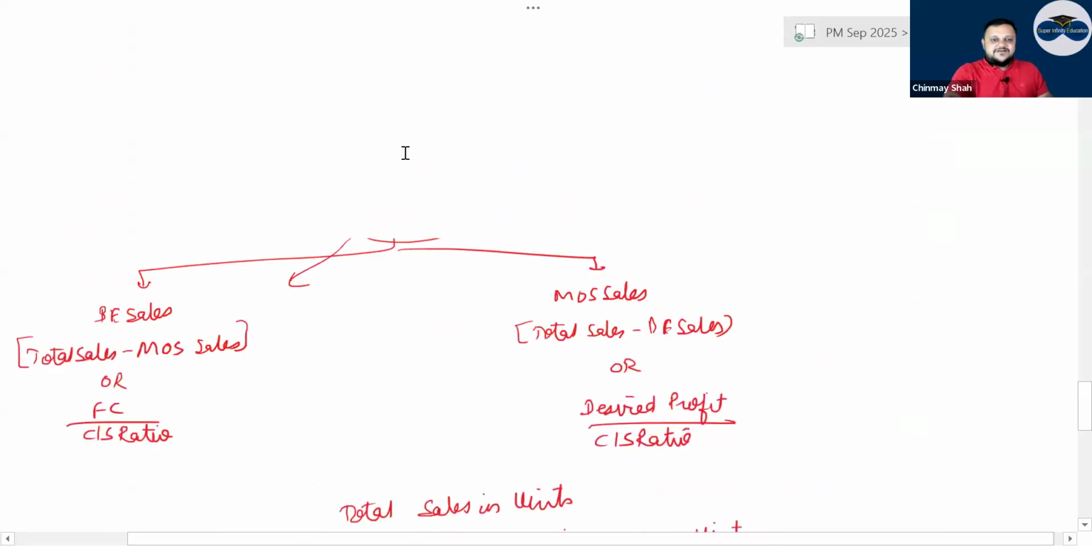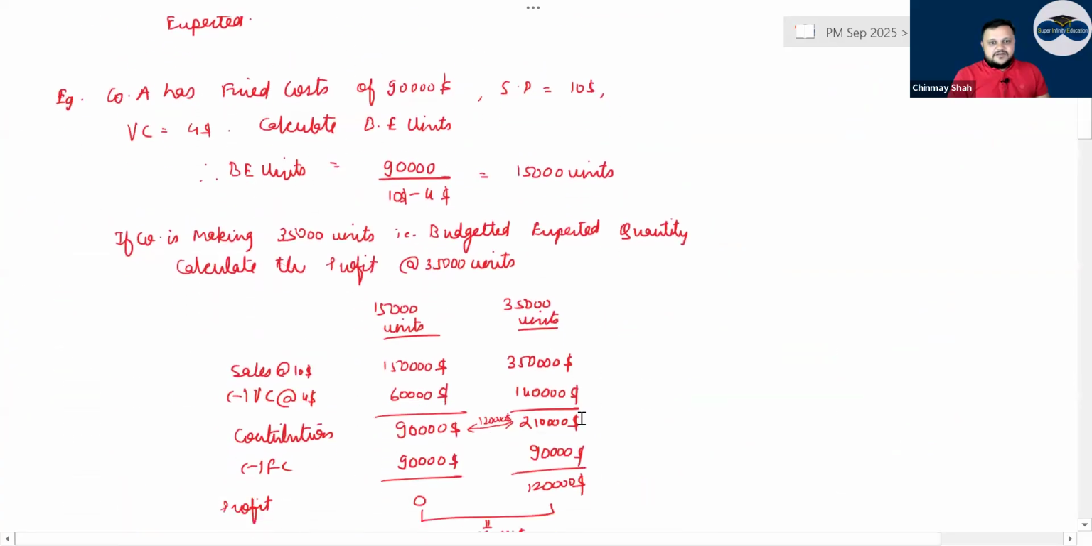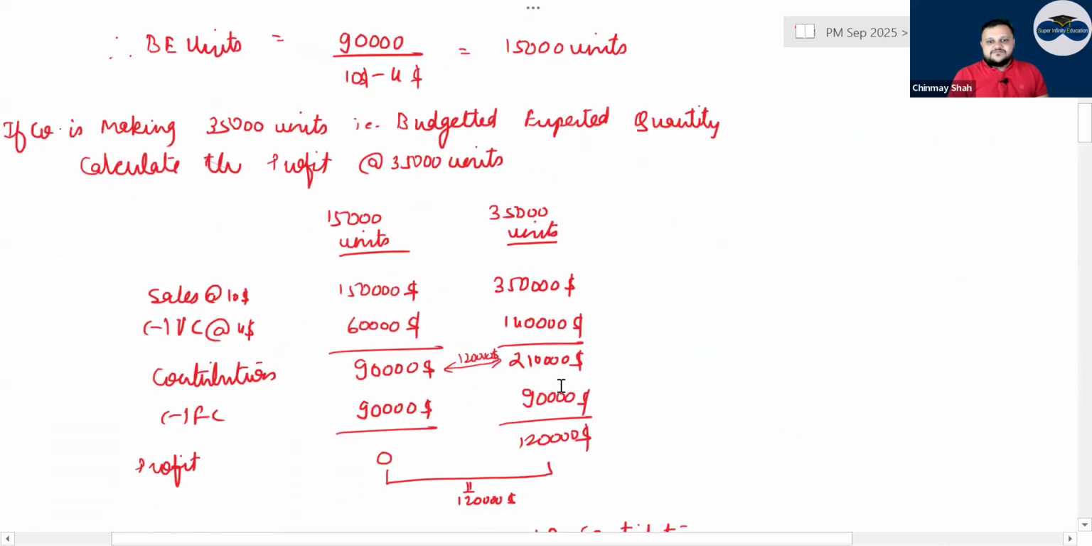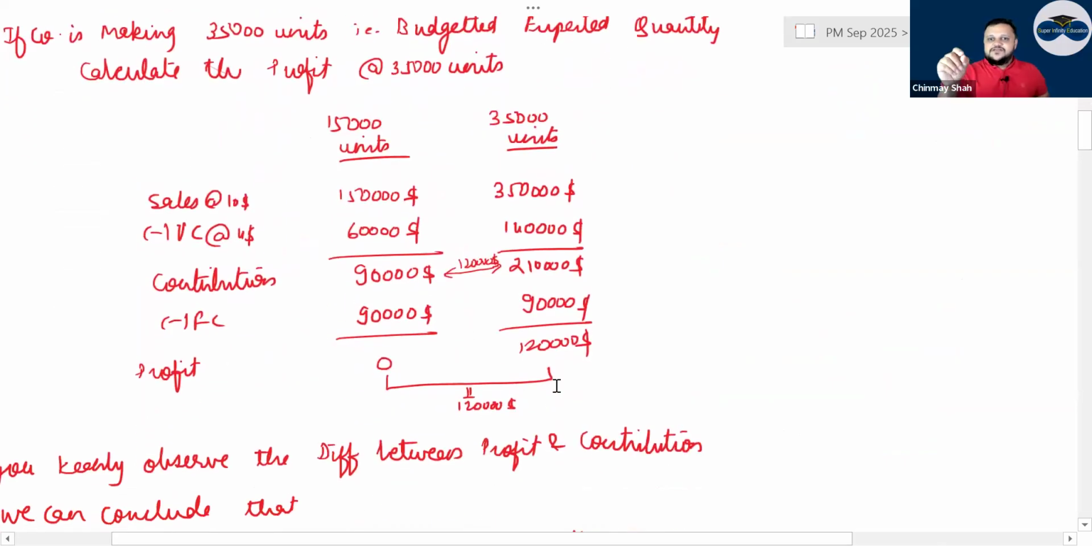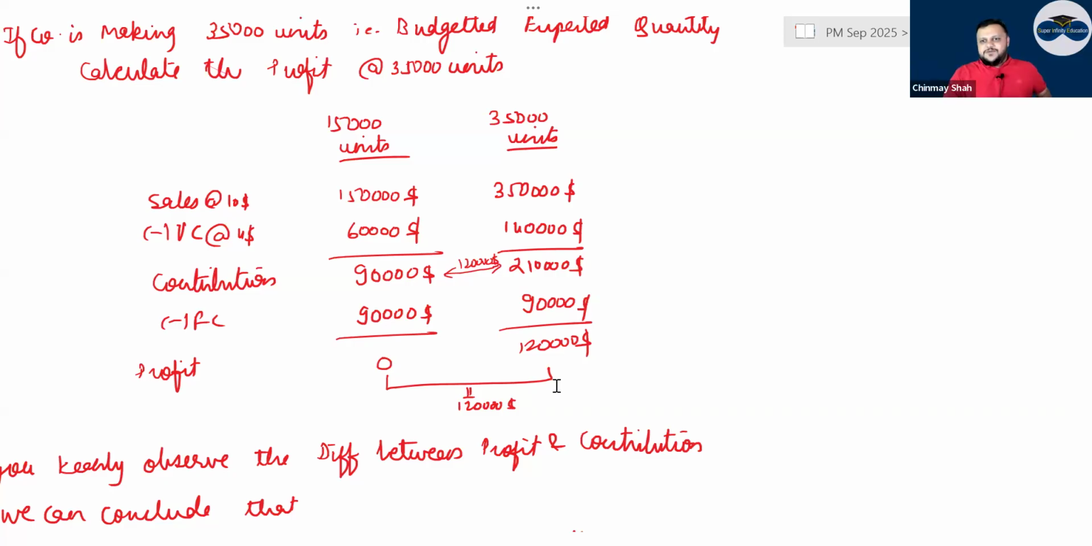What do you say, Krishna? If you have understood that, you would have understood this. ये देखो. 15,000, 35,000 याद करो. देखो, 15,000 BP था. After that, whatever units you add, correct? Your additional contribution is nothing but the profit. Think about it.